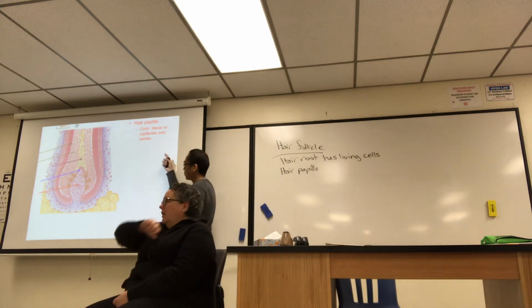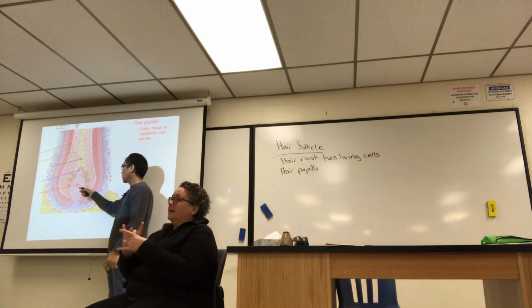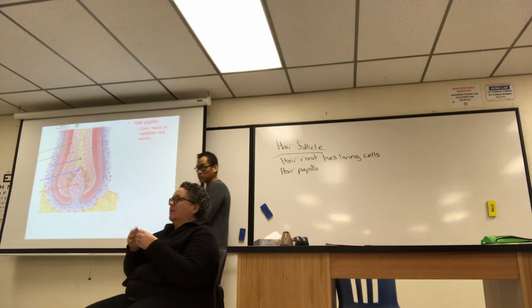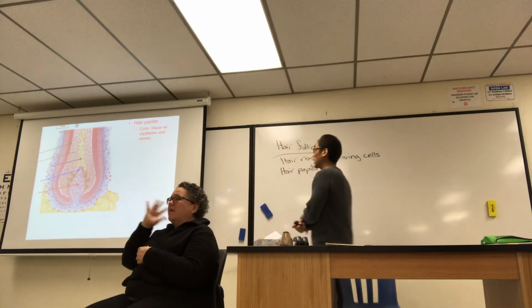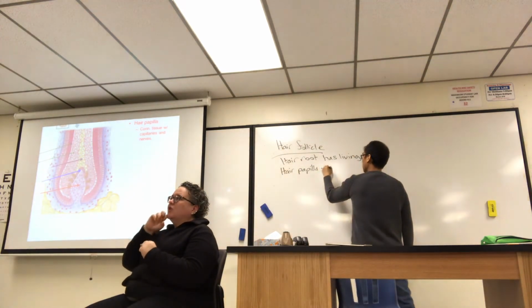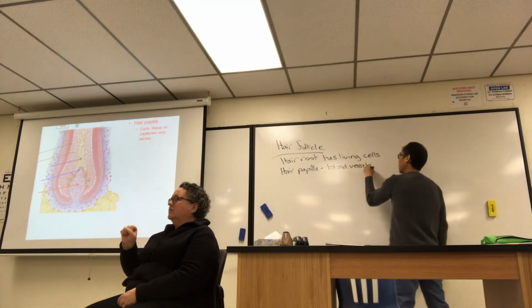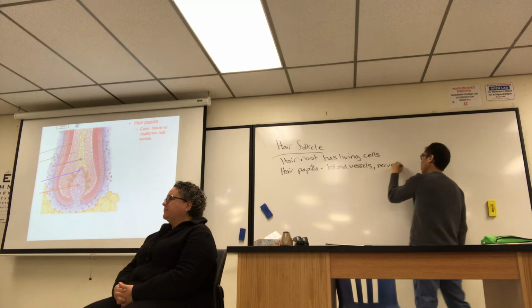It's connective tissue, capillary nerves, so it's the blood supply of the nerves in there. That's why when you pull a hair out, it hurts, because there's a nerve ending inside the hair papilla. So it has blood vessels, nerve ending.